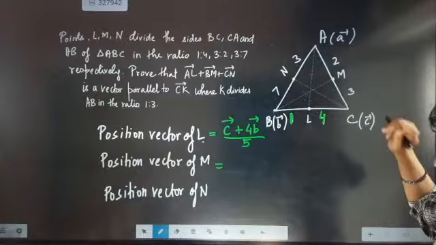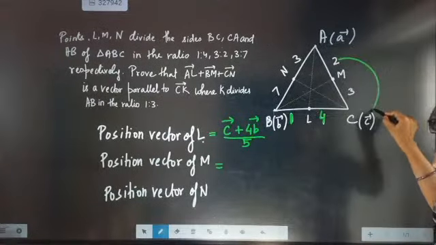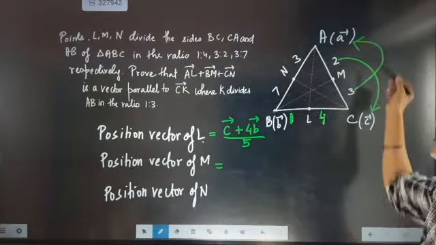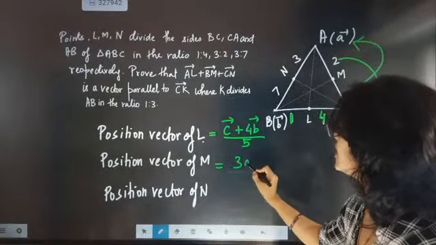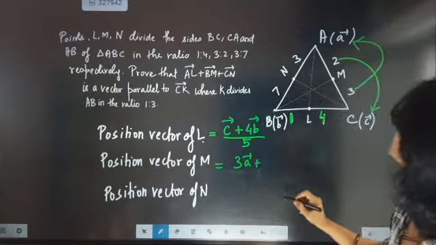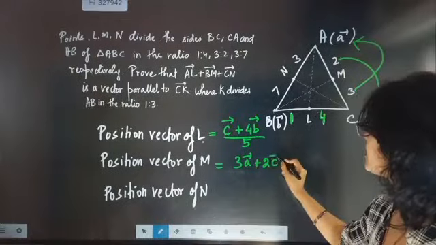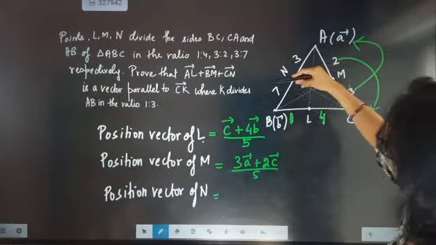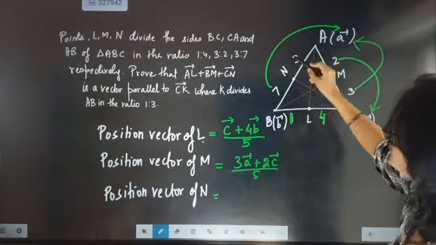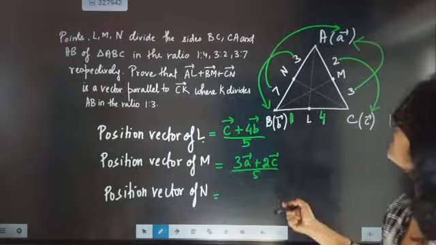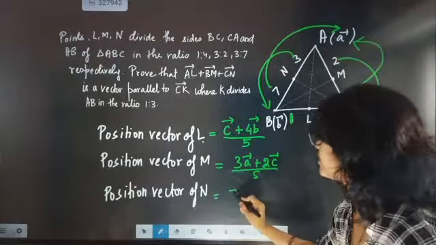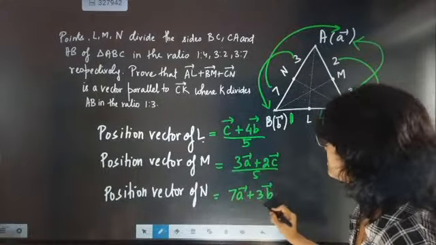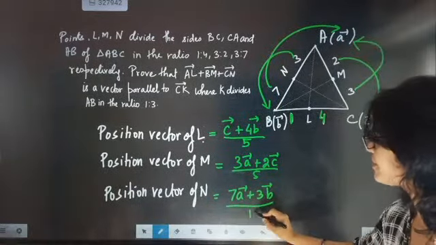Now what will be the position vector of M? 2 will multiply with C vector, 3 will multiply with A vector. So just do the cross multiplication. So (3A vector plus 2C vector) by 5. Now here 7 will multiply with A vector, 3 will multiply with B vector. So (7A vector plus 3B vector) by 7 plus 3, that is 10.